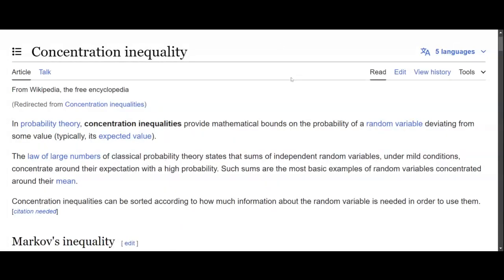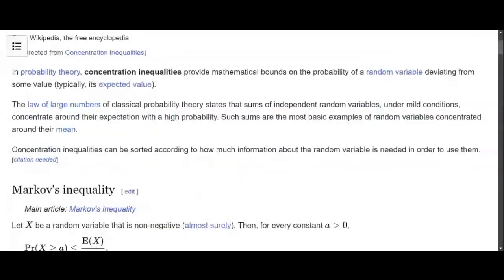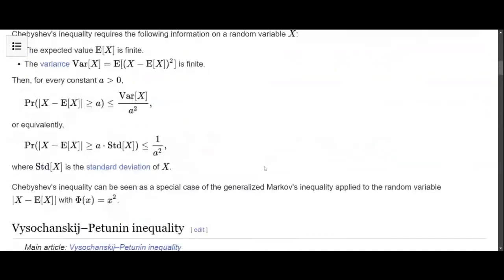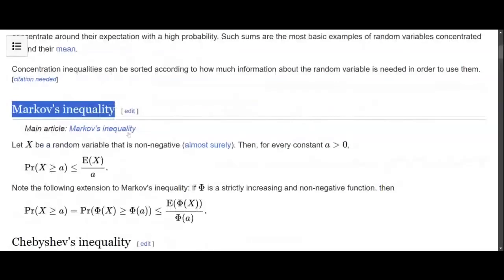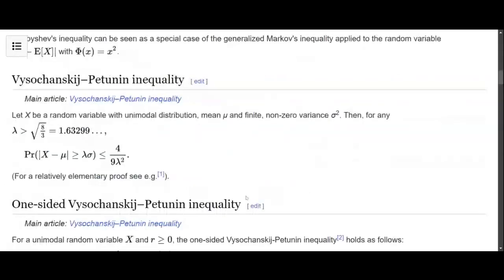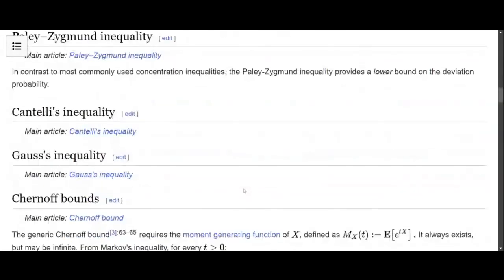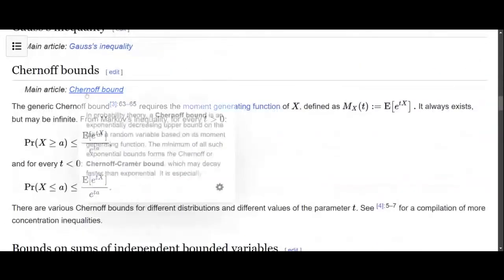Now you can see on this Wikipedia page, they have some concentration inequalities, and they talk about the law of large numbers. And they give you different inequalities. So this is the most basic one. Then you have Chebyshev, which is a version of this with variance, basically the same thing. And as you go down, there are so many different inequalities here. One talks about the Chernoff bounds.